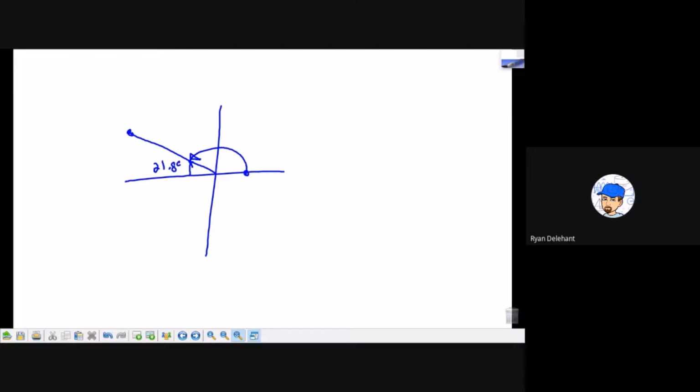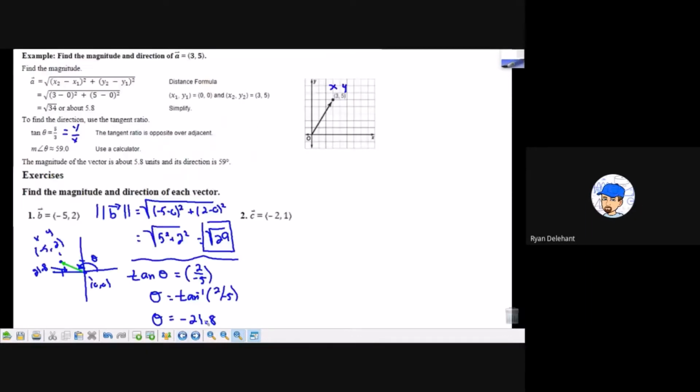Anybody tell me how to find that one? 180 minus 21.8. Okay, because we always want the angle from the positive x-axis to our line in a counterclockwise direction. So that's 158.2. So that means our angle is actually 158.2 degrees. So this theta isn't this. Ours is 158.2 degrees. It's going to be positive.